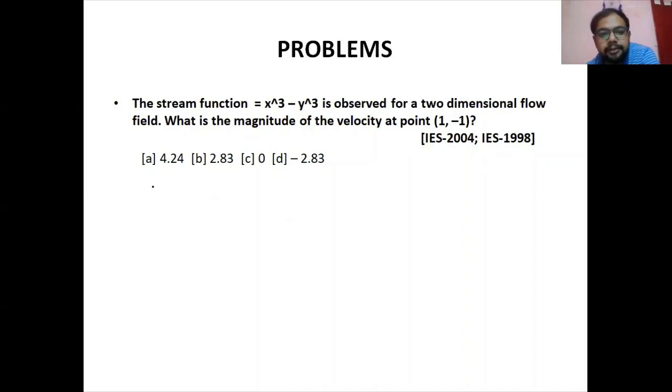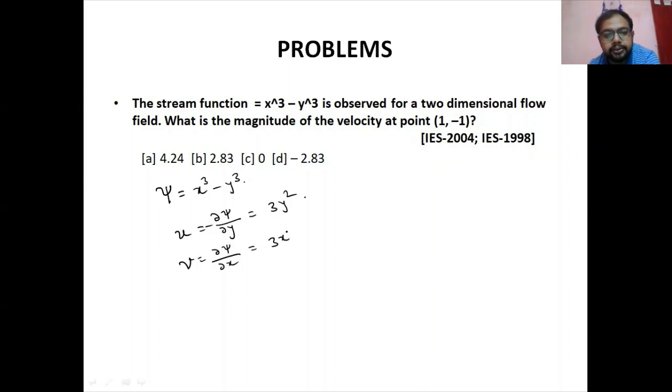Here the stream function is given to you: the stream function x cube minus y cube in the two-dimensional case. So what would be u? u will be minus dψ/dy, so 3y square. And v will be dψ/dx, so 3x square. At point (1, minus 1), it is 3 into minus 1 square, 3 into 1, so 3.